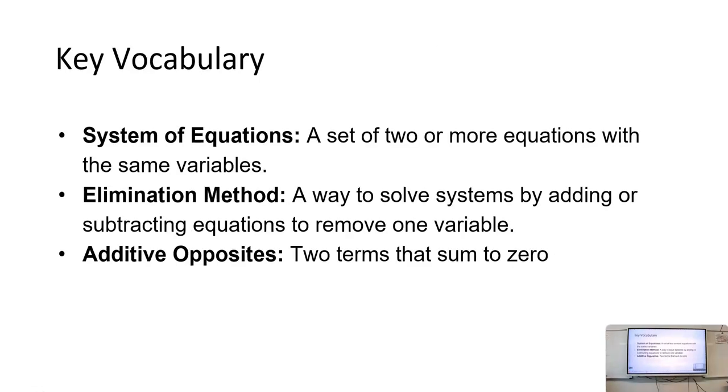So, some key vocabulary. First off, a system of equations is a set of two or more equations with the same variables. The elimination method is a way to solve systems by adding or subtracting equations to remove one variable. And additive opposites are two terms that sum to zero. So like 4 and negative 4, 8 and negative 8, 3x and negative 3x, etc.